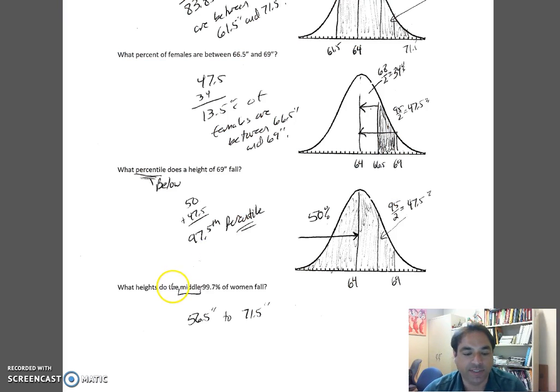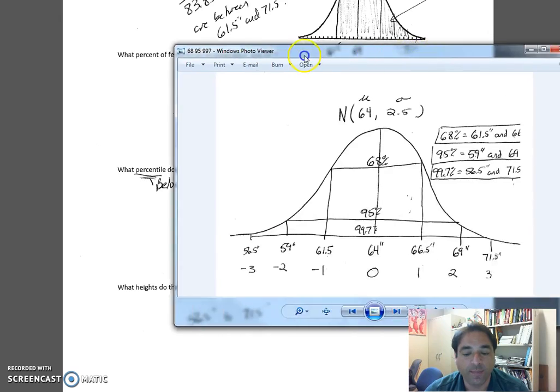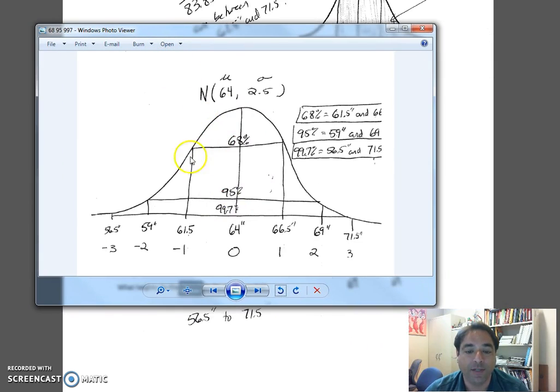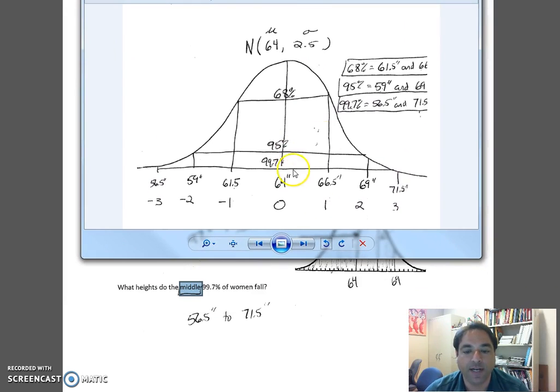And then the last question says, what heights do the middle 99.7% of women fall? Some people get confused by the word middle. Remember, they're all in the middle. The middle 68, the middle 95, the middle 99.7. So if I was looking for the middle 99.7, that would be 56.5 to 71.5. Okay, we're going to do another example and you can practice.